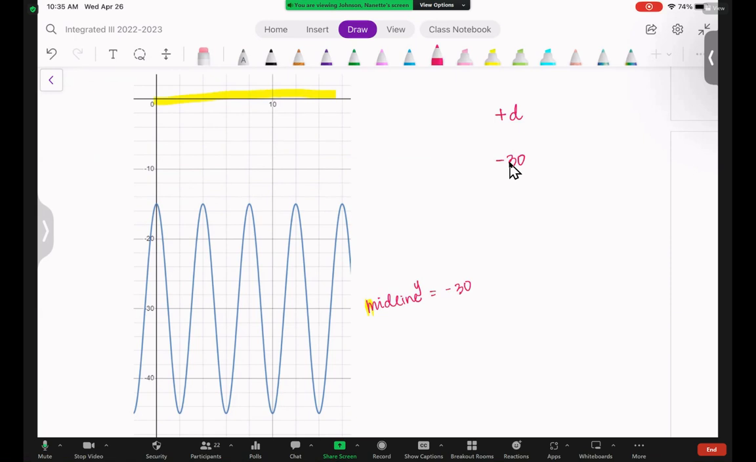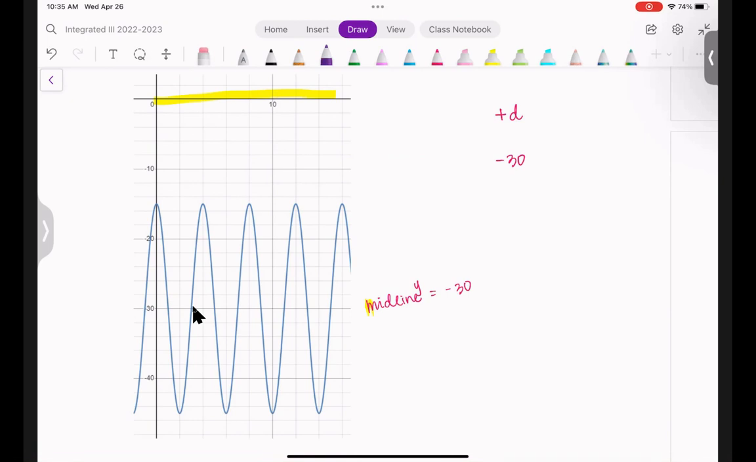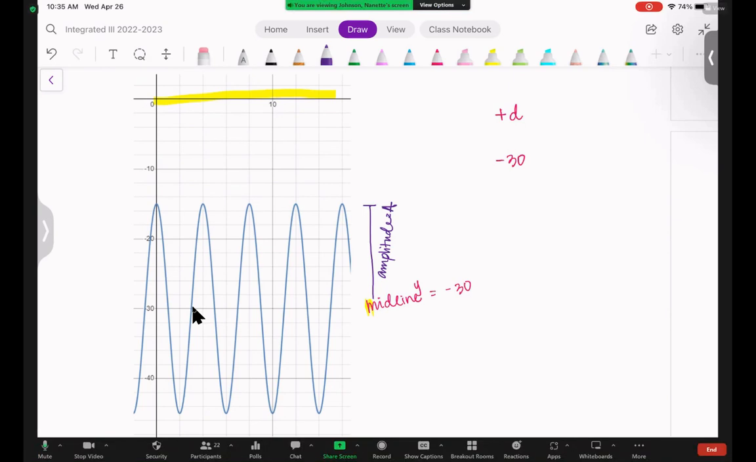What else do you guys see? Oh, very good. Some people say, hey, Ms. Johnson, I see the amplitude. If you don't know what the amplitude is, it's from the midline to the highest part. So this is what I'm going to write as my amplitude, and he's the letter A for amplitude. Isn't that nice? Okay, so what is my amplitude in this case?